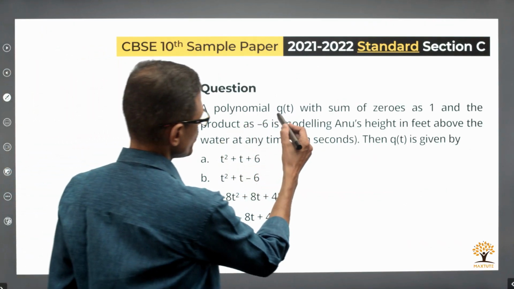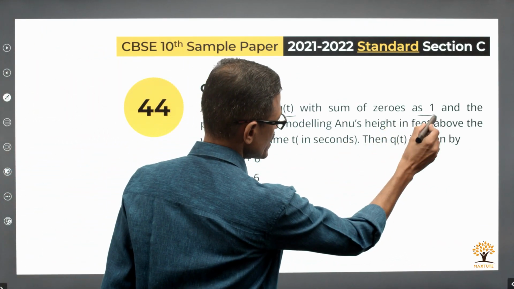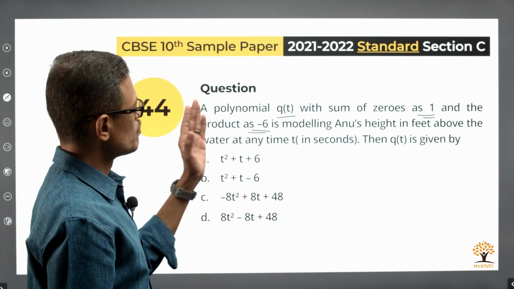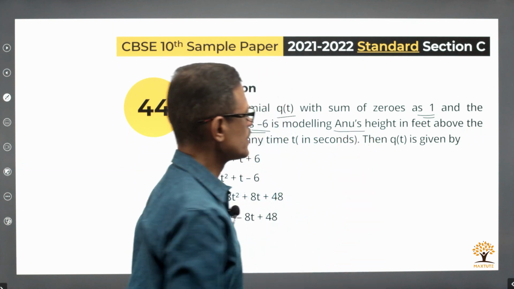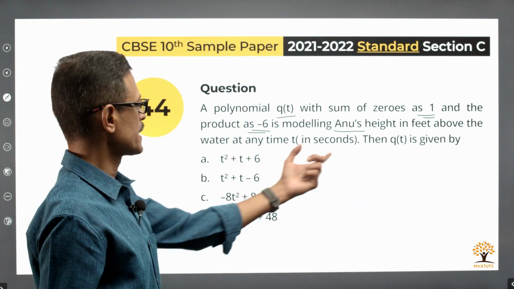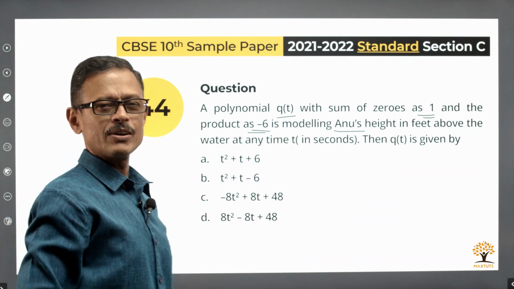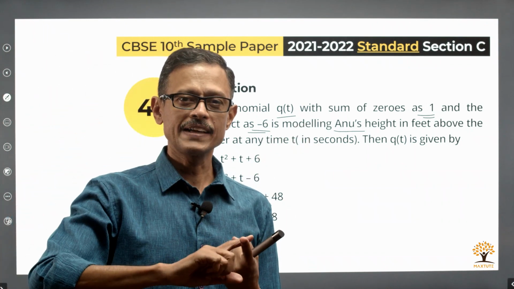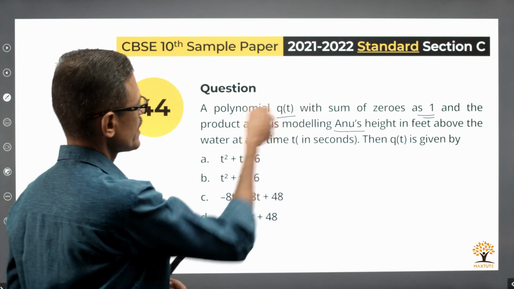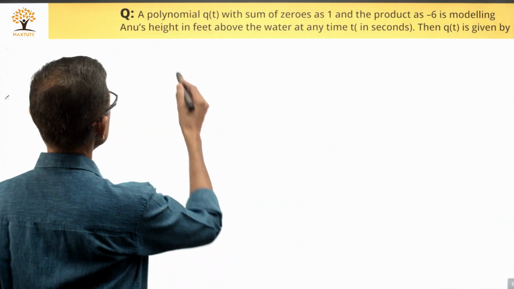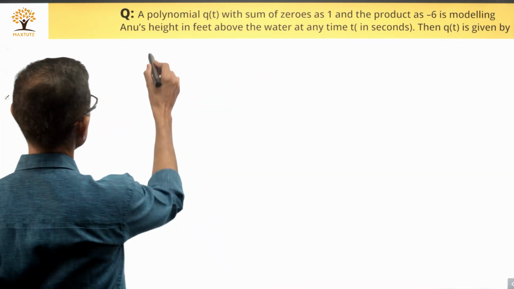A polynomial q of t with sum of zeros as 1 and product of zeros as minus 6 is modeling a third diver, Anu's height in feet above the water at any time t in seconds. Q of t is given by what? We are going to follow exactly the same thing. In the last case we had the zeros itself. In this case what we have is essentially the sum of the zeros and the product of the zeros. The polynomial in this case is what they have said, q of t.